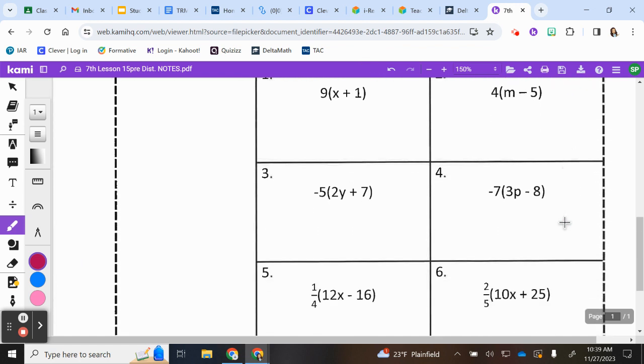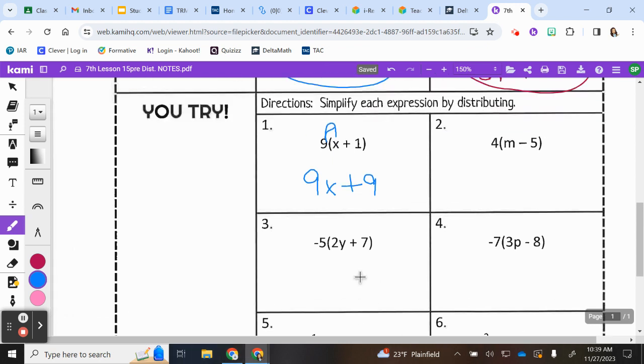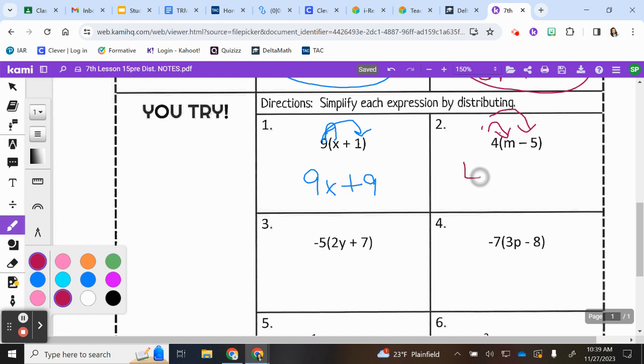All right, here's a couple more. 9 times 1x is 9x, and 9 times 1 is 9. See how fast it can be if you can do the multiplication in your head. All right, then we got 4 times m and 4 times -5. 4 times m is 4m. 4 times -5 is -20. You can say -20 if you like.